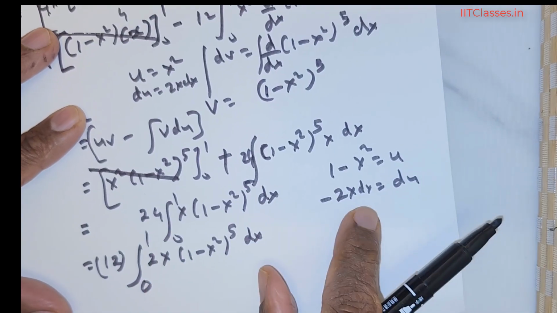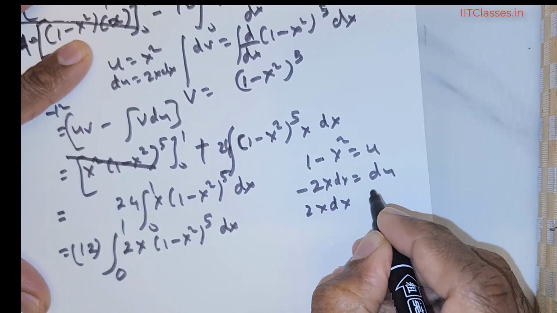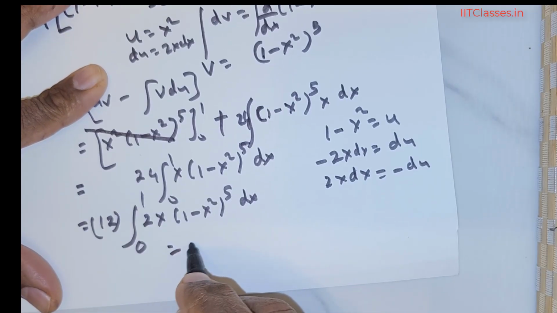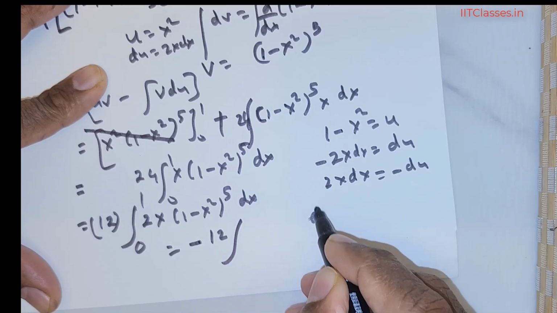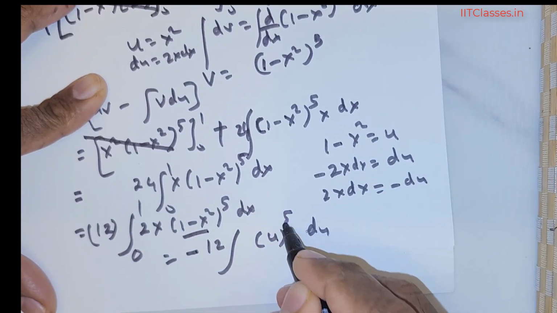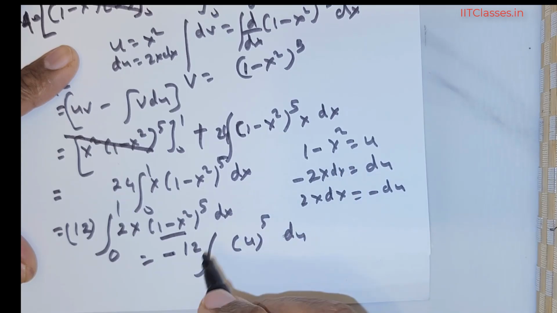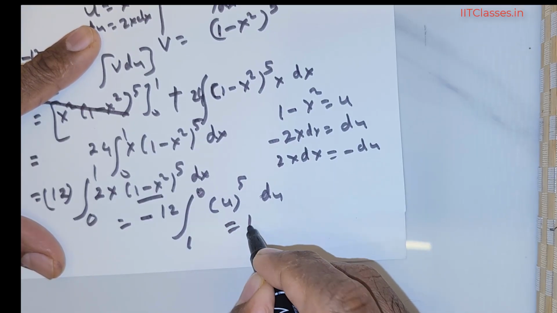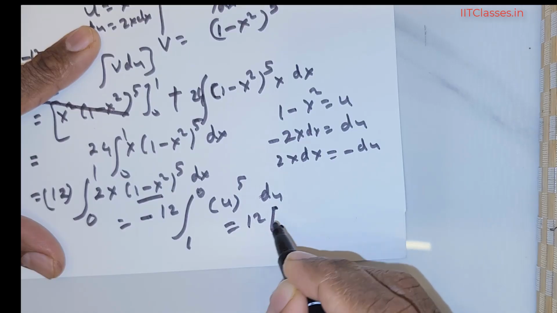So x and dx are there. Okay, just a negative sign has to be catered to, so I'll push that to the other end. So 2x dx is equal to negative du. So this will become negative 12 and you have a du there, and this is going to be u raised to the power of 5. And the limits, if I were to substitute the lower limit, I get 1. I substitute the upper limit, I get 0. So this can be flipped. So it's going to be 12 times. I need to integrate this, right?